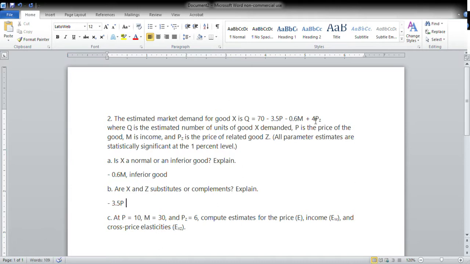and the factor of the price of Z is positive 4, we can see that negative 3.5 is less than 4. So because of this, because when one goes down, the other one goes up, Z is a substitute for X. If they went the same direction, they would be complements.